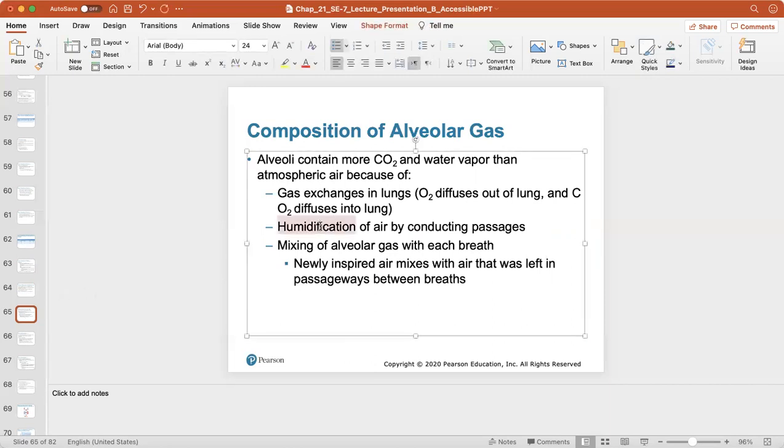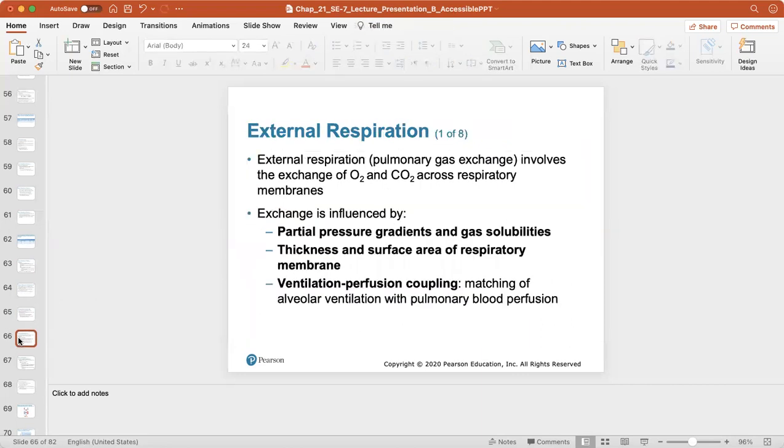Humidification of air by conducting passageways and mixing of alveolar gas with each breath, which means newly inspired air mixes with air that was left in the passageways between breaths. External respiration has to do with pulmonary gas exchange. This involves the exchange of oxygen and carbon dioxide across the respiratory membranes.